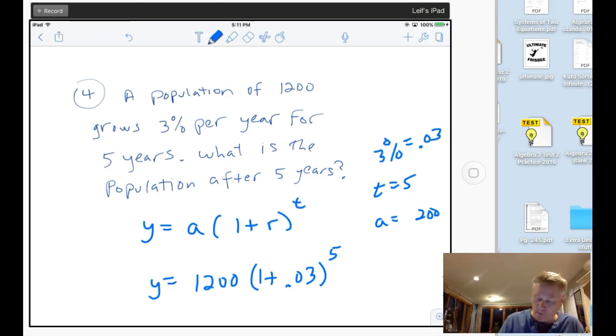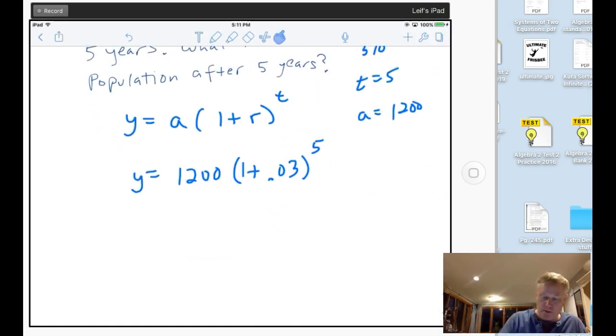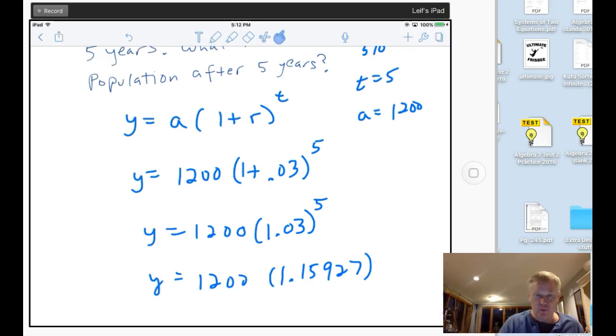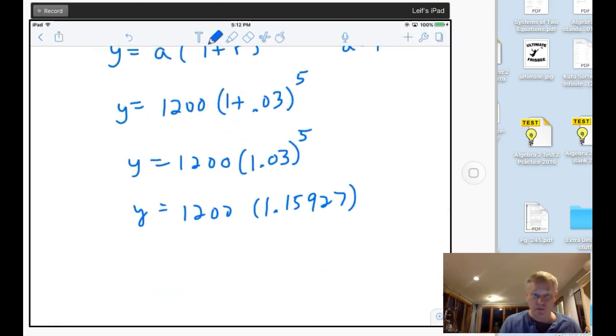Okay, so I plug all that into my equation, and then I go 1.003 to the 5th power, which gives me approximately 1.15927 times 1,200. And then multiply, right? Notice how I did the addition, the parentheses first, then the exponents, and then the multiplication, just like PEMDAS and the order of operations. So if you did this outright, you should have gotten $1,391.13.